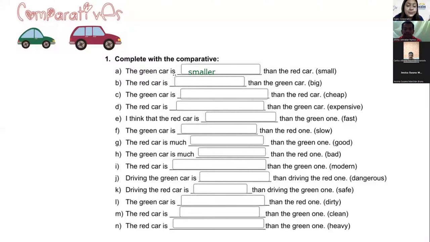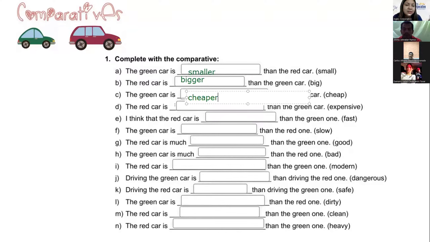Bigger. Bigger, and in this case, we double the last consonant because it's a one-syllable adjective: consonant, vowel, consonant. Letter C. Cheaper. The green car is cheaper.